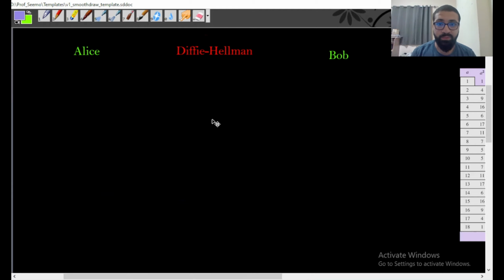Today I'm going to show you the Diffie-Hellman Key Exchange protocol. So let's start with what is key exchange and how does key exchange help us.